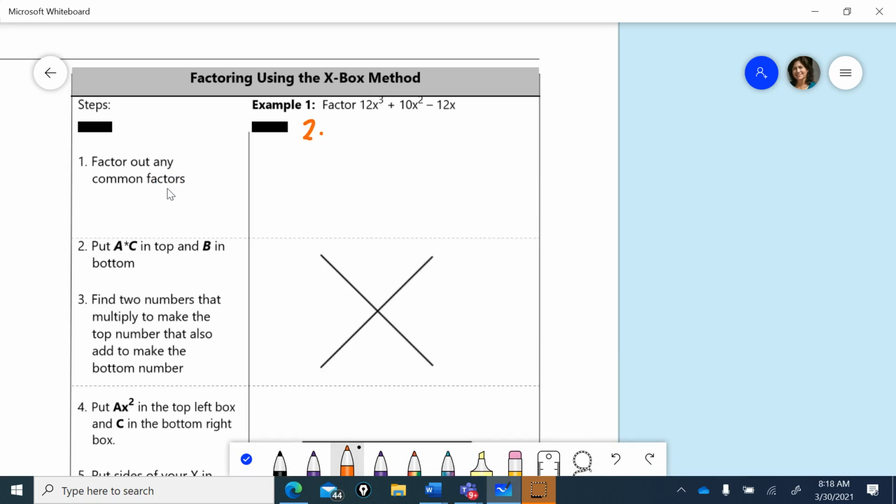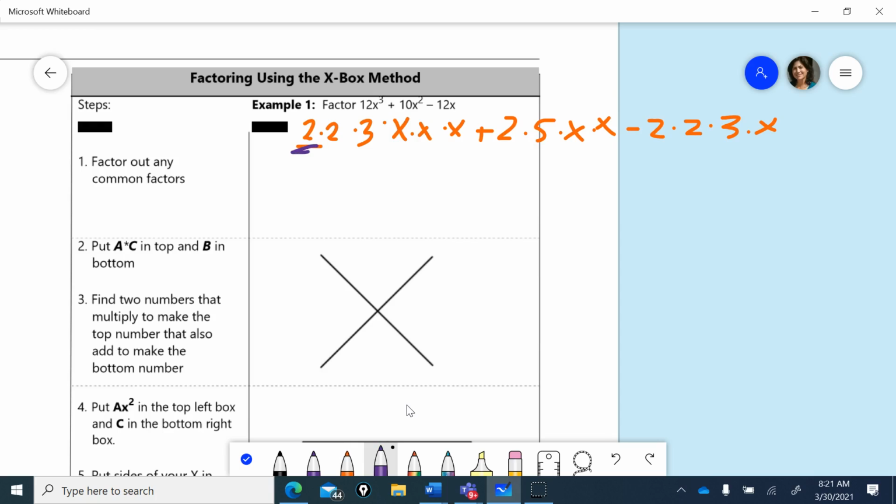12 is 2 times 2 times 3, x to the third is x times x times x. 10x is 2 times 5 times x because it's x to the second. 12x is 2 times 2 times 3 times x. So what do they share? They share 1, 2. Okay, let's change the color. So 1, 2.